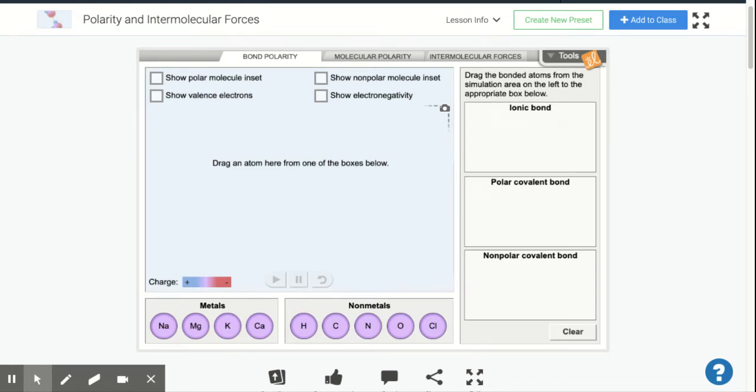Hi, Anna. I'm gonna just get on here and show you what's going on with this. Maybe that'll be easier than trying to type it out and explain it.